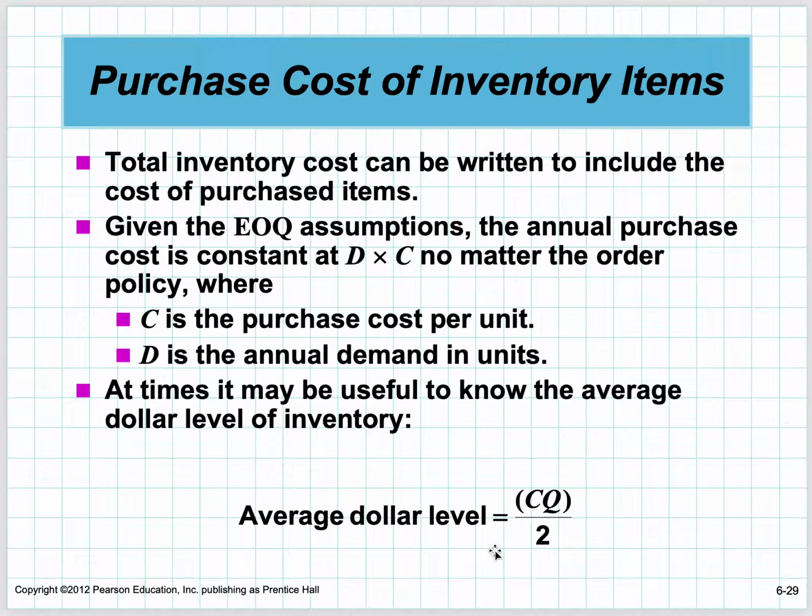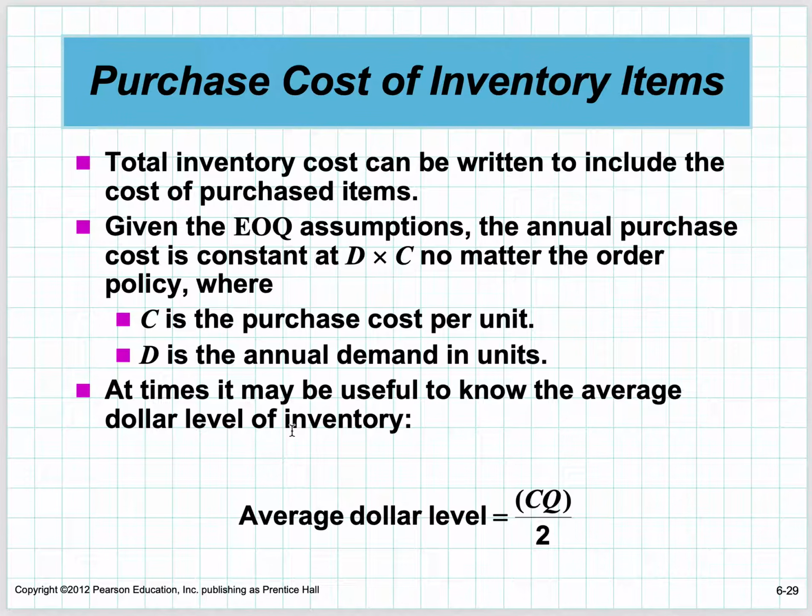Total inventory cost can be written to include the cost of the purchased items. So what's the cost times the quantity that you buy divided by 2? That's your average dollar level. Given the EOQ assumptions, the annual purchase cost is constant, D times C, no matter what the order policy is, where C is the cost per unit and D is the demand. So it doesn't really matter.